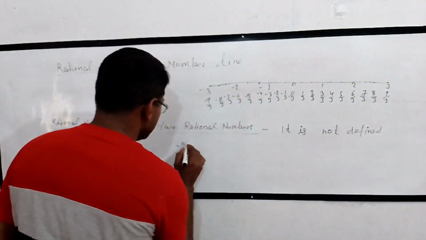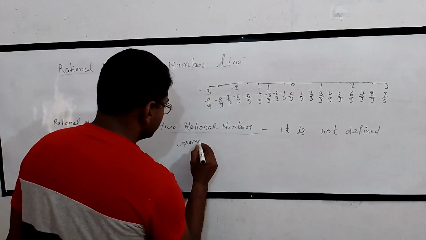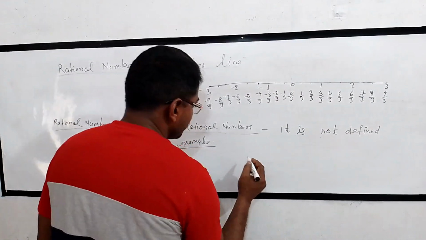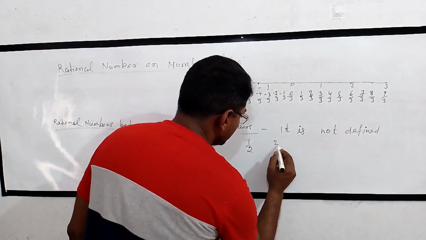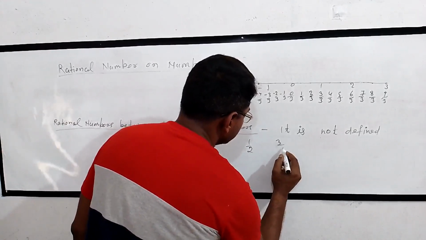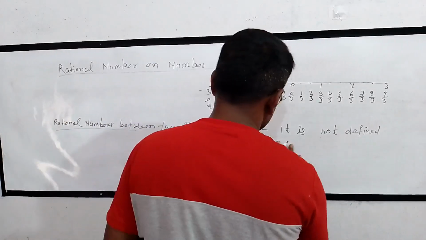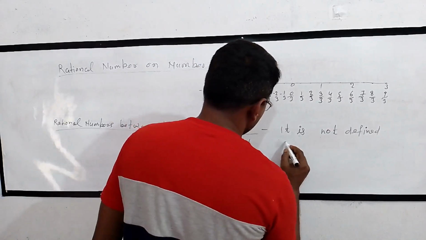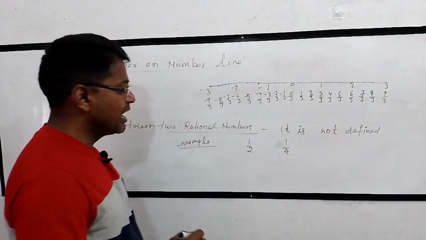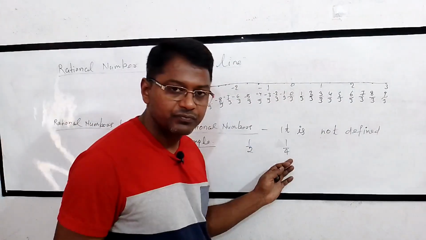For example, suppose 1 by 2 and 1 by 4. How many rational numbers are between 1 by 2 and 1 by 4?